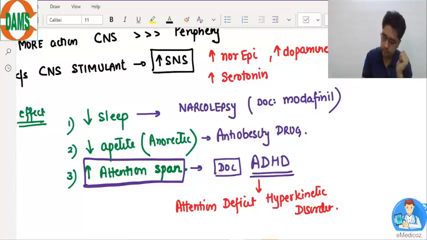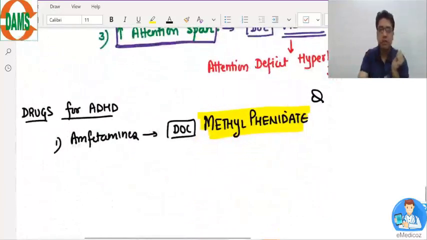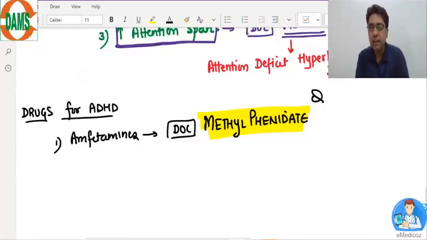The first drug is amphetamines. And among the amphetamine group, the drug of choice for ADHD, you will write, is methylphenidate. This is a very commonly asked question. You'll find this question very commonly. So what is the drug of choice for ADHD? Methylphenidate. Methylphenidate is a type of amphetamine.